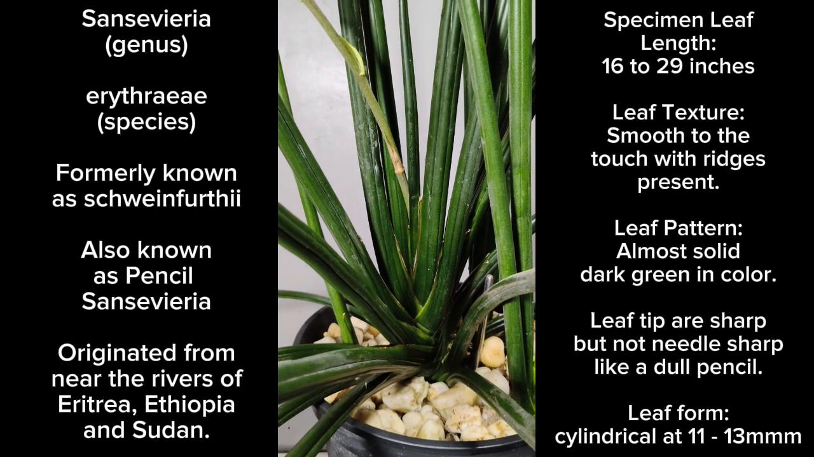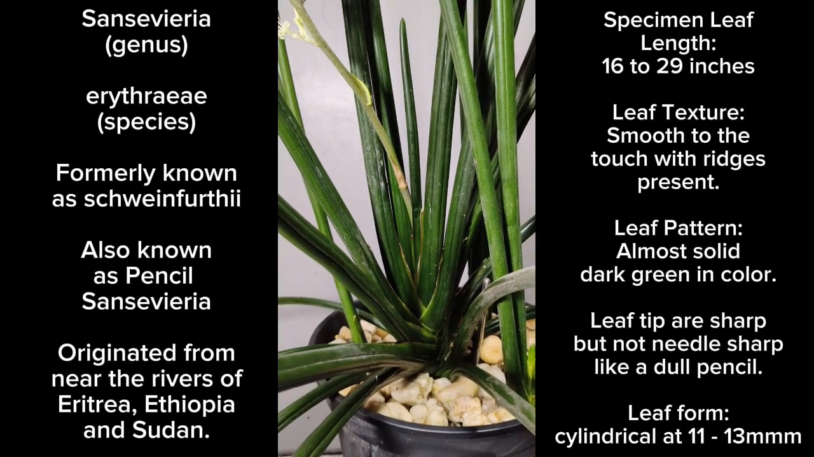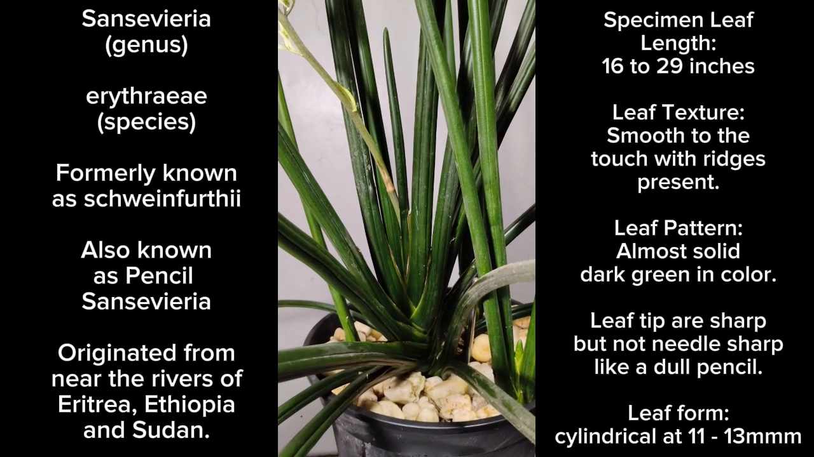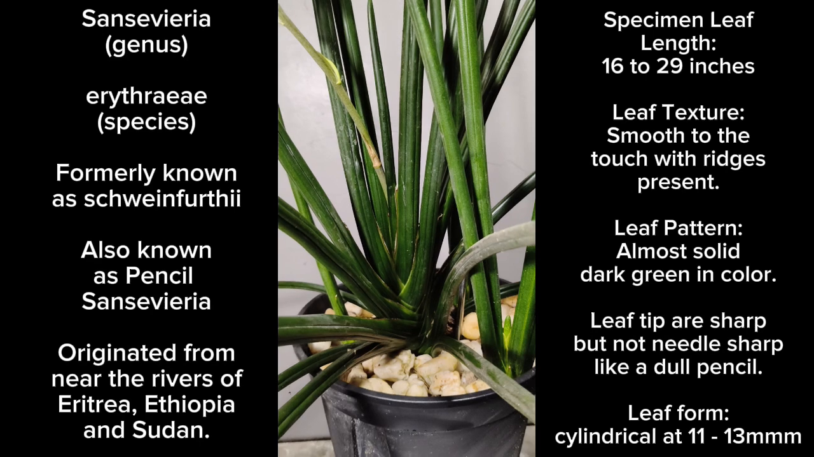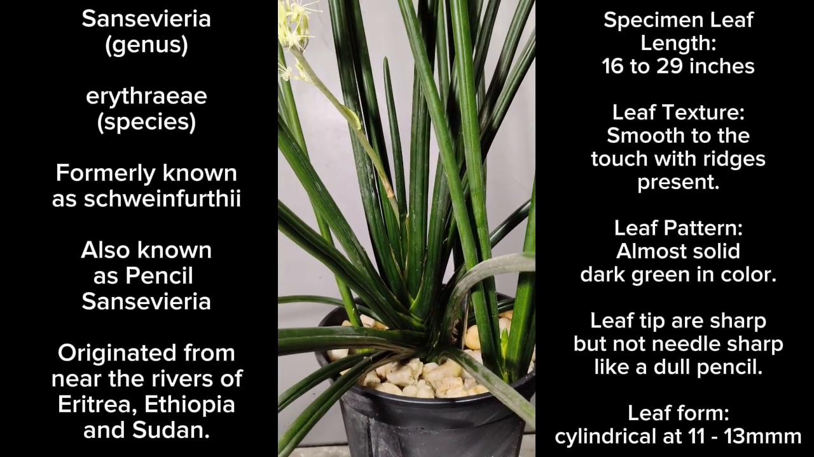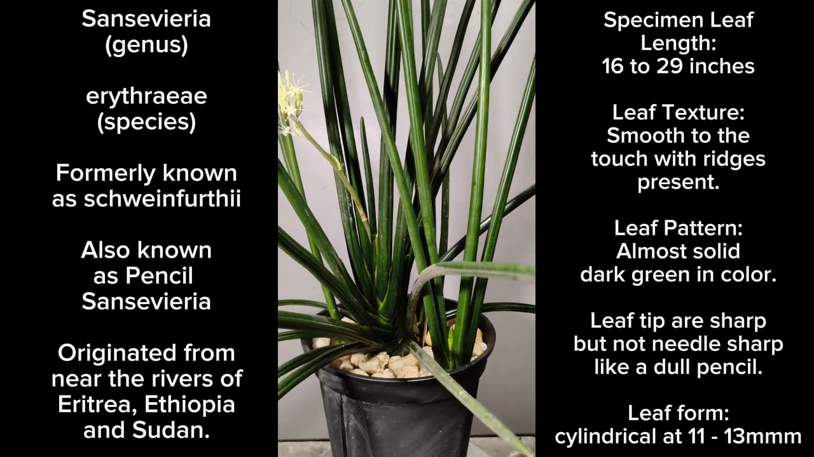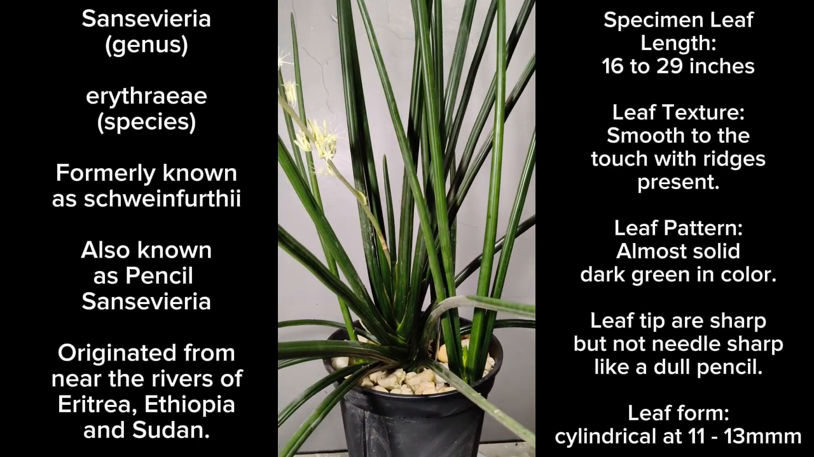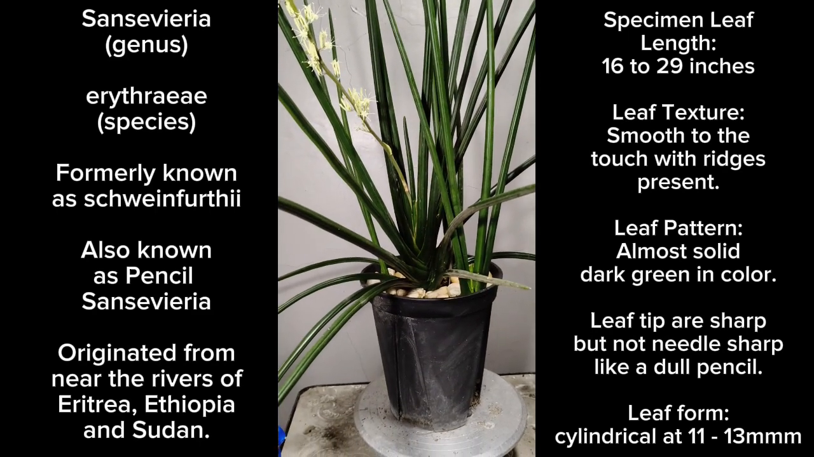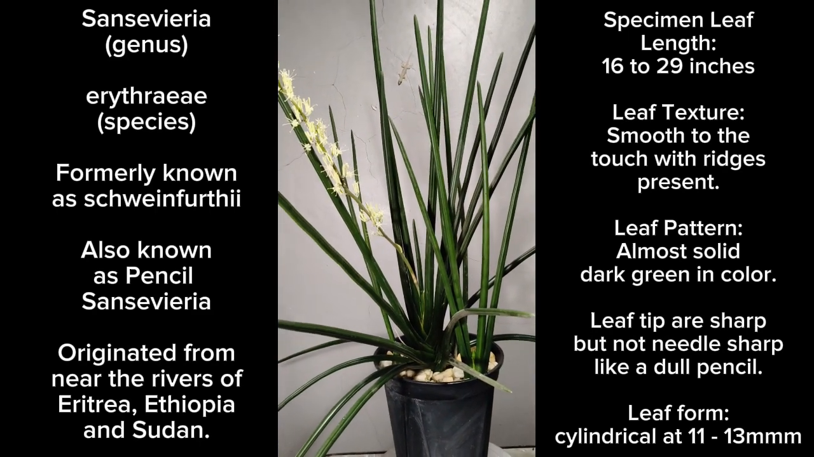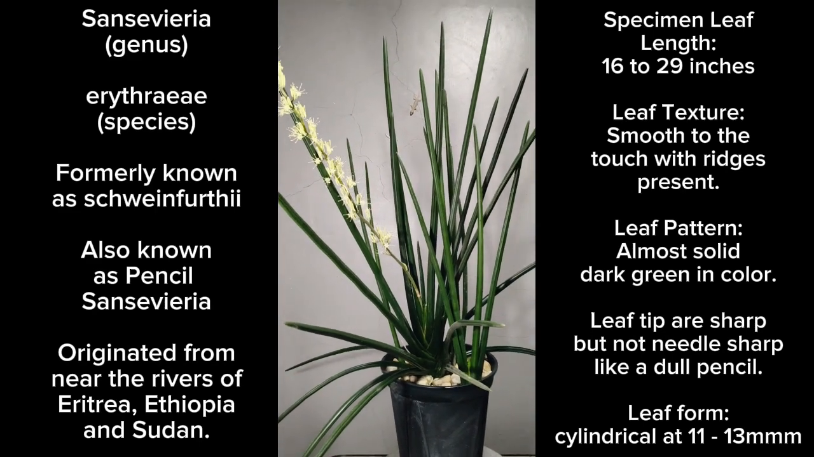Alright folks, so we're back, and this is the second part of the content where we will be discussing more about the inflorescence or flower bloom of the Sansevieria species known as erythraeae, and I hope I pronounced that correctly. Before we start discussing the inflorescence of the species, I would like to give a short discussion with regards to the history of this Sansevieria species that we are discussing.